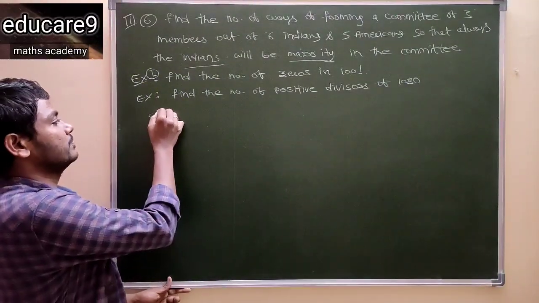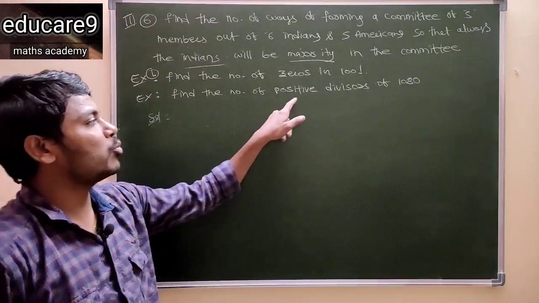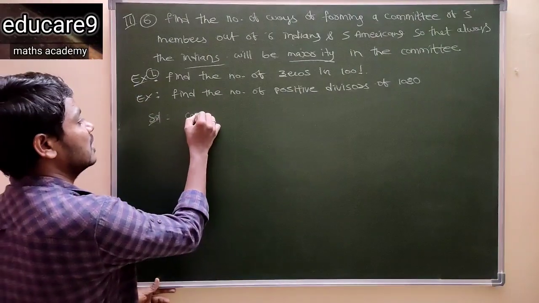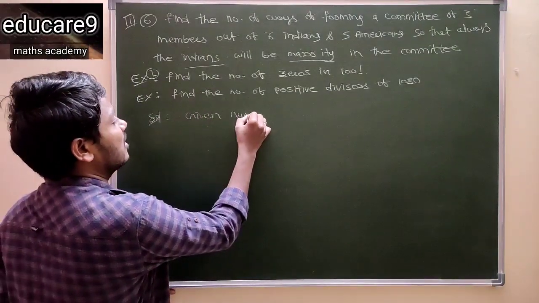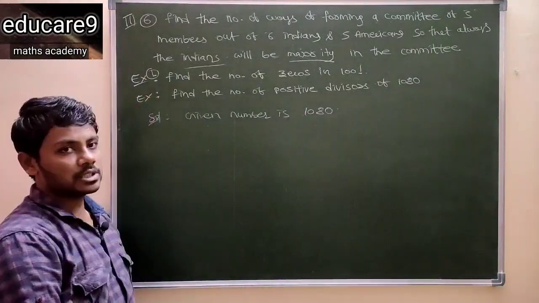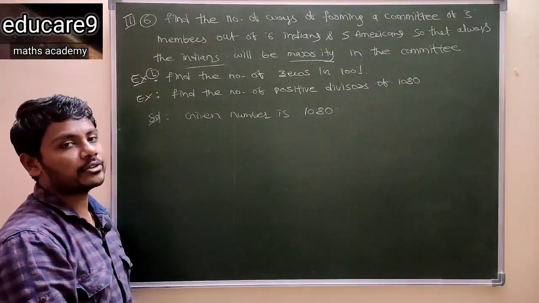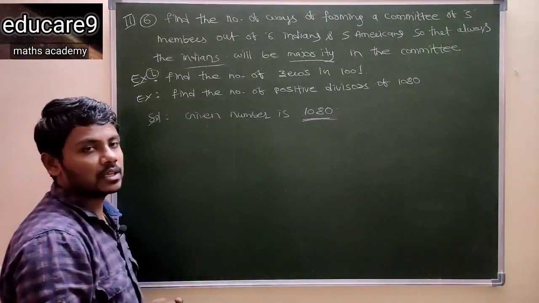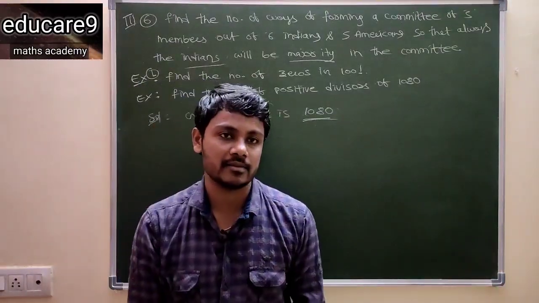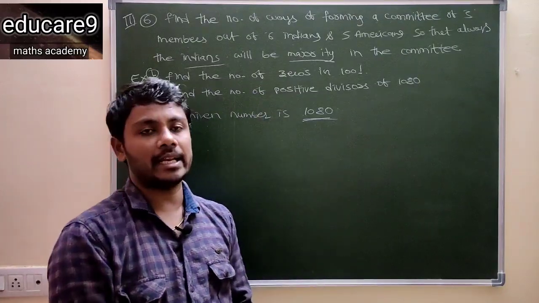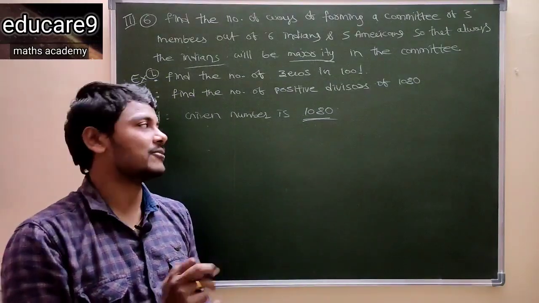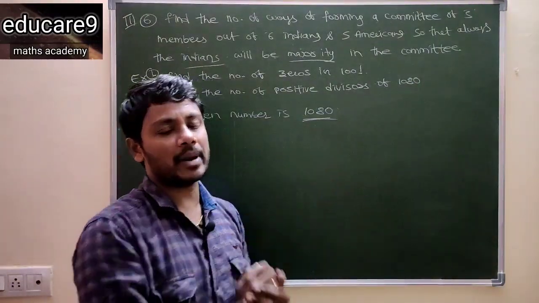So see the next example. Find the number of positive divisors of 1080. See here, the given number is 1080. To find the number of positive divisors of 1080, we have to consider the product of prime factors, because a prime number has only two divisors, one and itself. That's why we have to consider the product of prime factors.